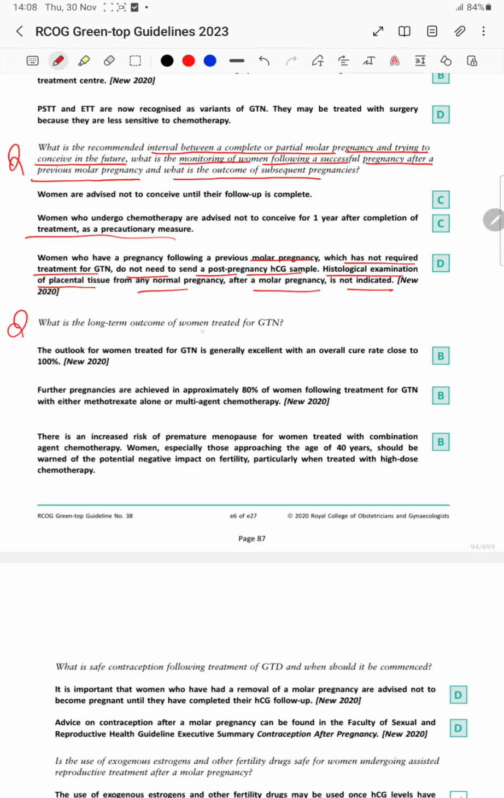What is the long-term outcome of the women treated for GTN? The outlook for women treated for GTN is generally excellent, with an overall cure rate close to 100%, and future pregnancies are achieved in approximately 80% of women following treatment of GTN with either methotrexate alone or multi-agent chemotherapy.